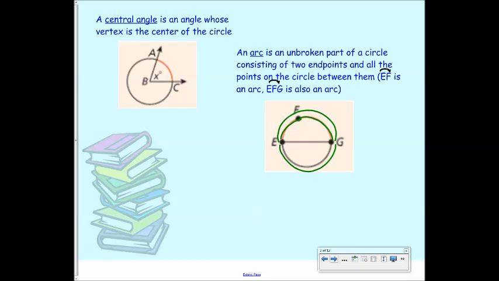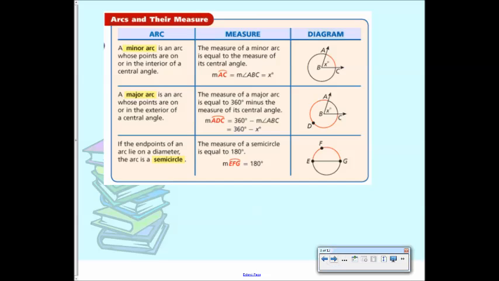A central angle is an angle whose vertex is in the center of this circle. So for instance, this angle X right here is a central angle because B is the center of this circle, and it connects from the center to the two outsides and it makes an angle. Okay, so that's a central angle and this is an arc. So there's a relationship between them. The measure of an arc is equal to the measure of the central angle.